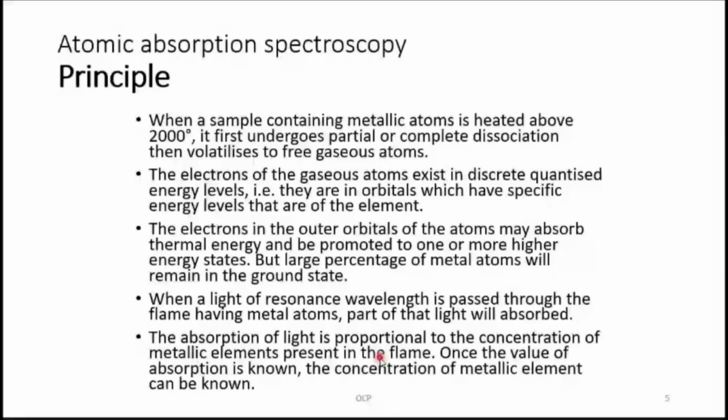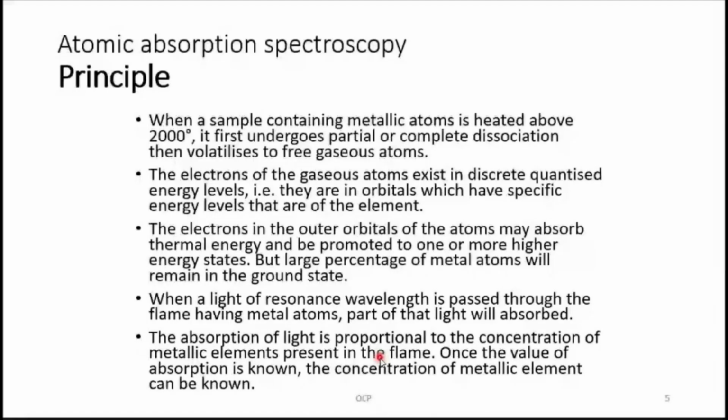Now, the electrons of the gaseous atom exist in discrete quantized levels. That means they are in orbitals which have specific energy levels characteristic of the element. So the energy levels of copper will be different from silver, which will be different from iron, and so on. This is not only true for metals, it is true for every element.